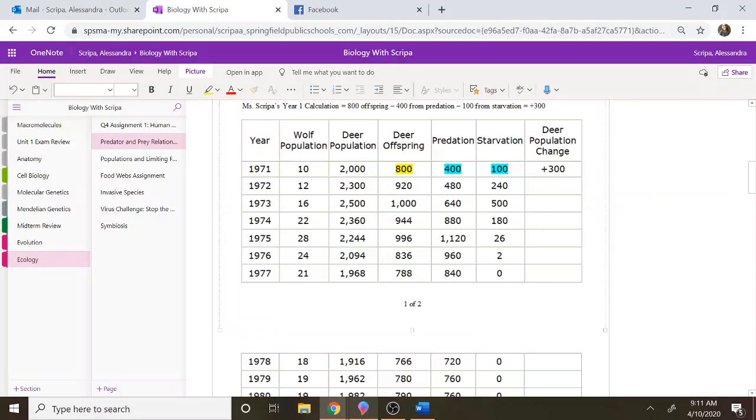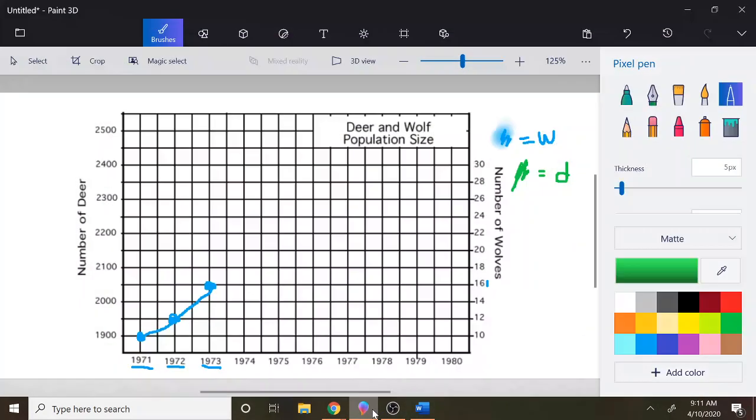Let's go back to our table and take a look. So I'm going to go back to the very first year, 1971. And in 1971, it says there were 2,000 deer. So let's take a look at our graph. So you're going to actually have 2 points per year, and that's okay. So in 1971, I'm now looking at the deer side of the axis, right? So in 1971, there are 2,000 deer. So I'm going to make my first dot right next to 2,000.